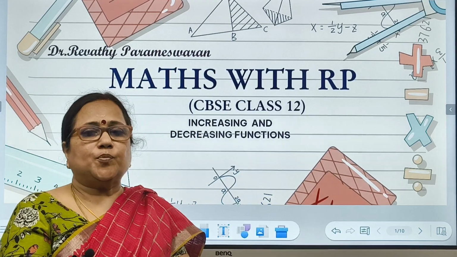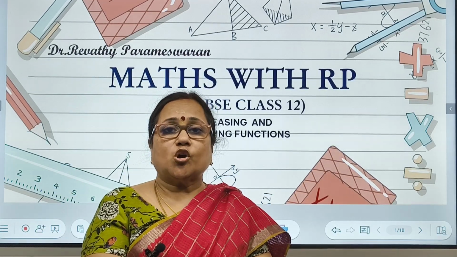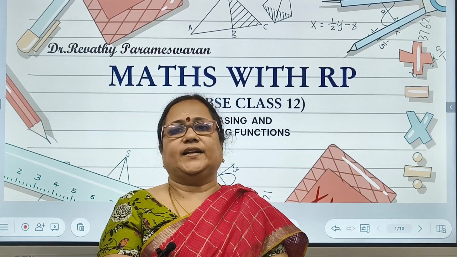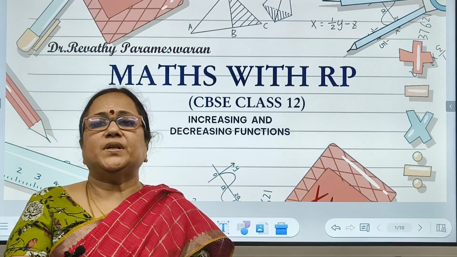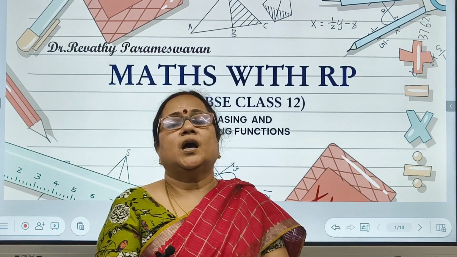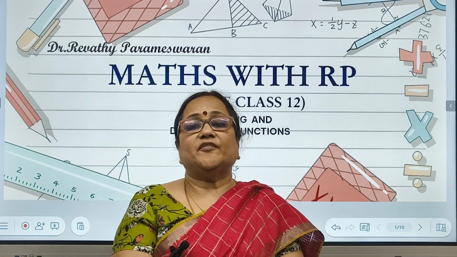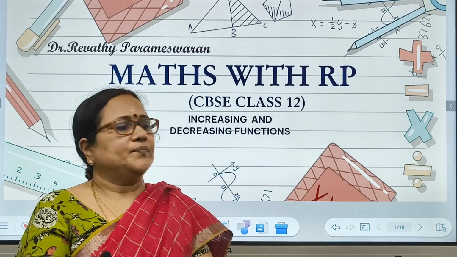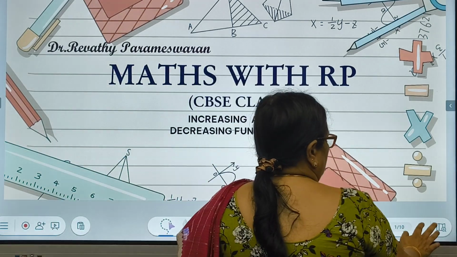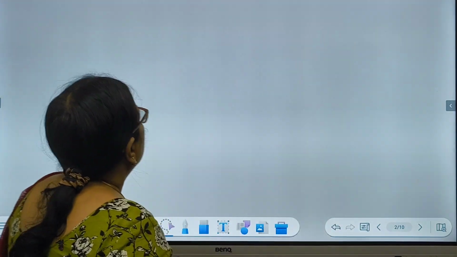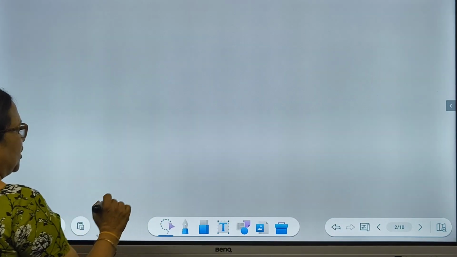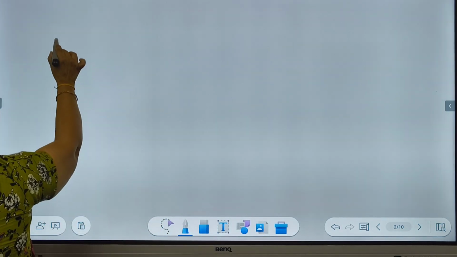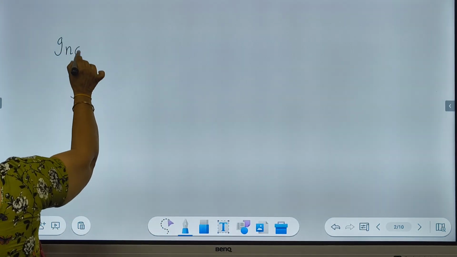Today we are going to be exploring the concept of increasing and decreasing functions. In great detail, we will see a lot of examples and then we will also see how to solve problems and find intervals of increase and decrease of a particular function. Now, first I am going to give you the definition of what is an increasing function.